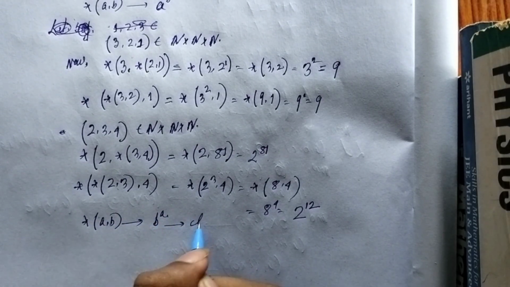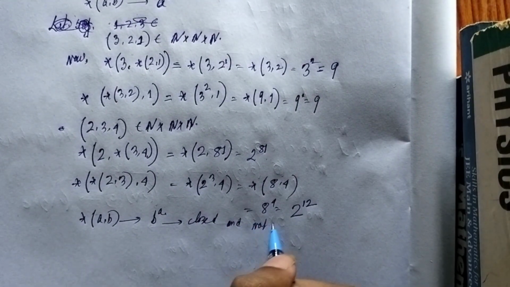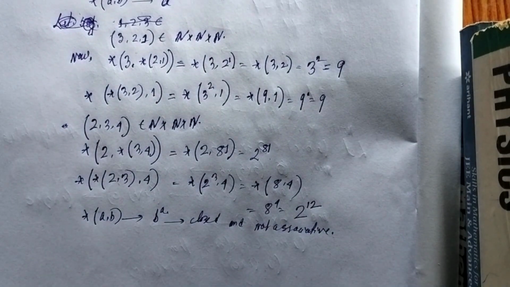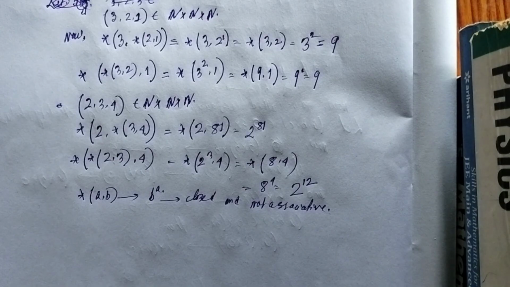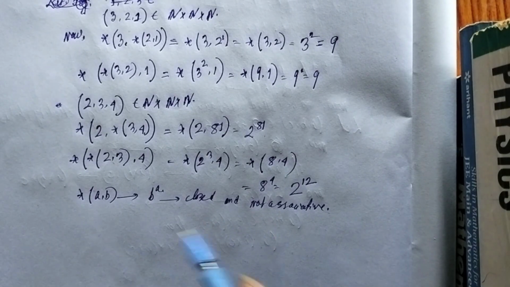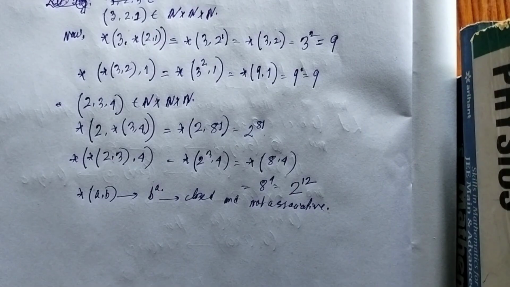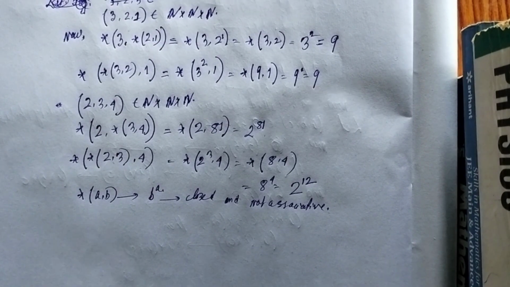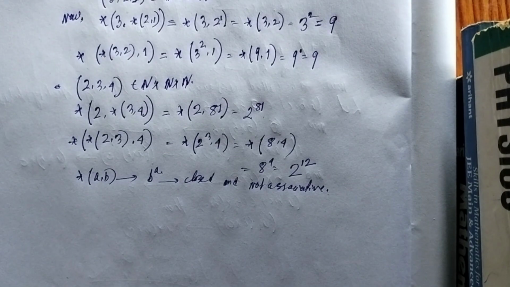So this operation is closed, but not associative. No more examples, I think these examples are enough. I will discuss more examples in further lectures. I am not willing to give all the examples at once. I am trying to give the examples step by step, and throughout my lectures you will see a lot of other examples.